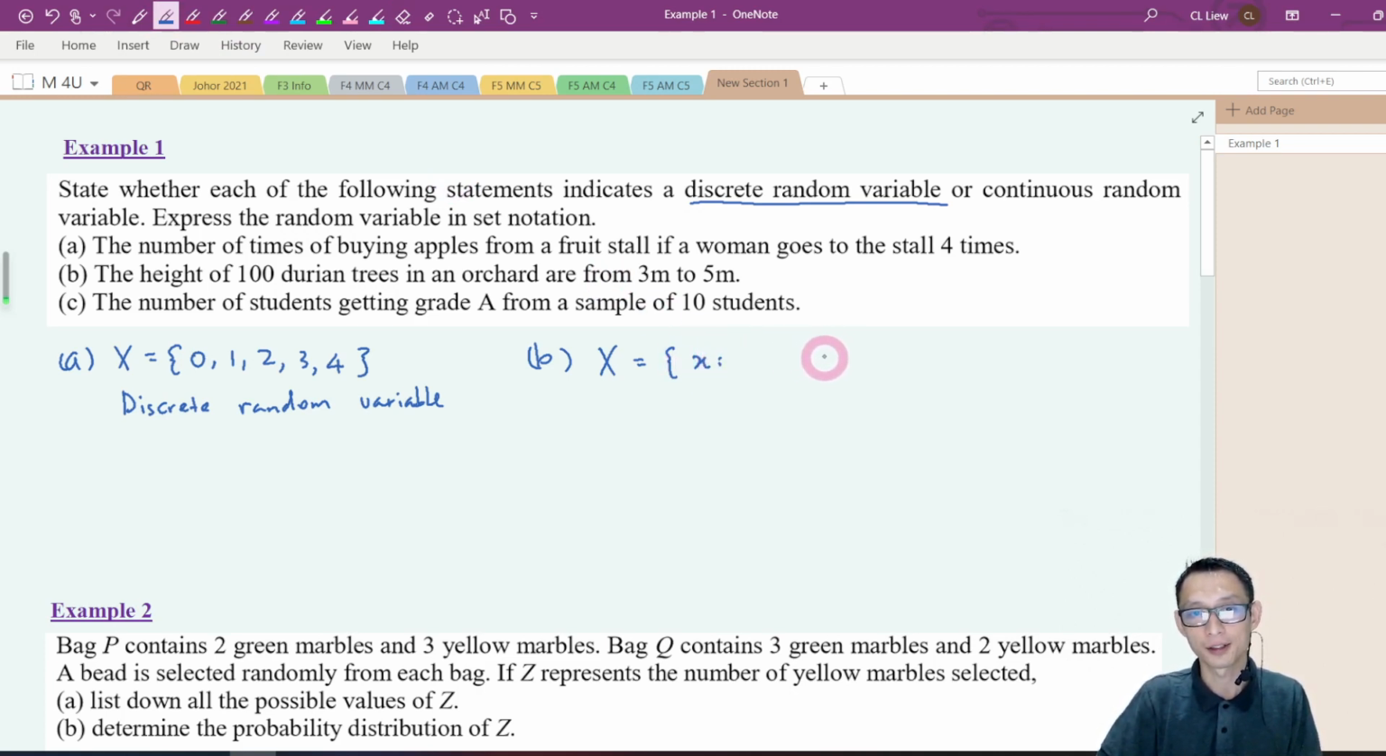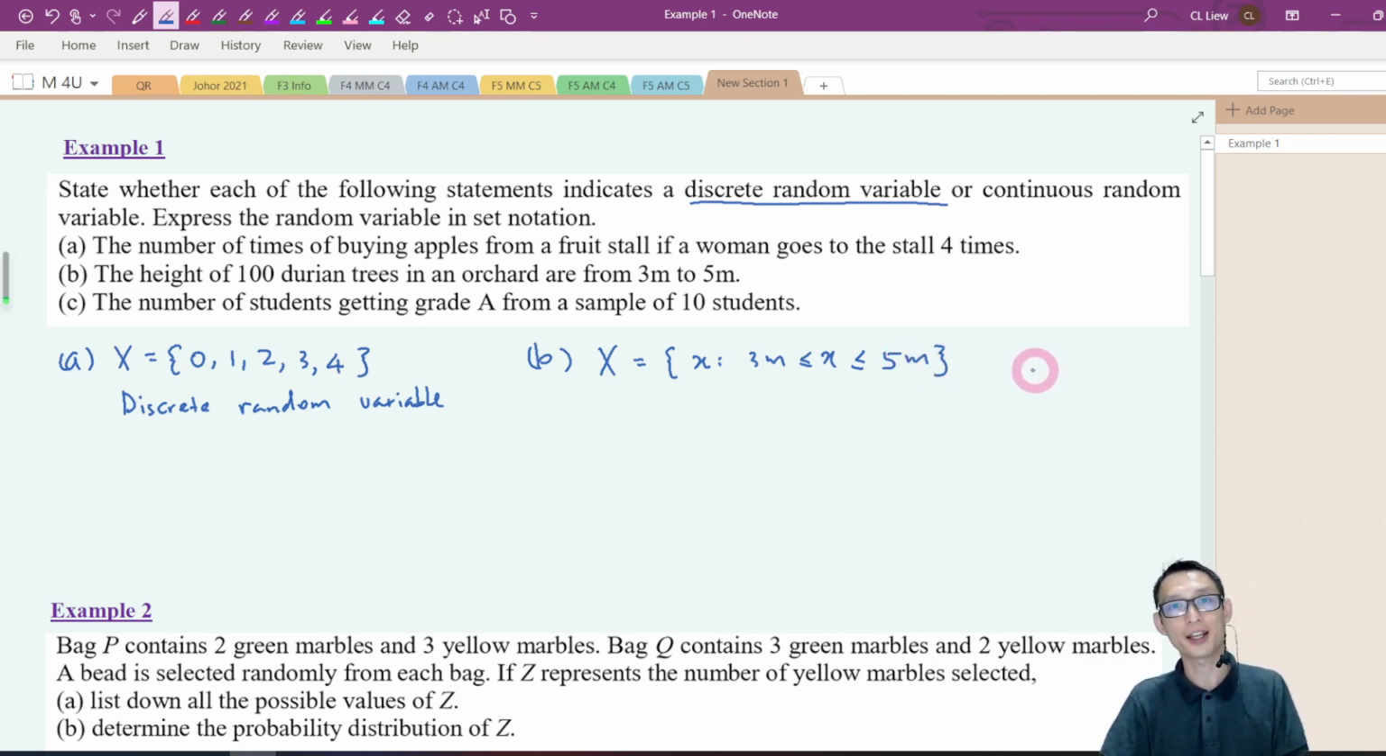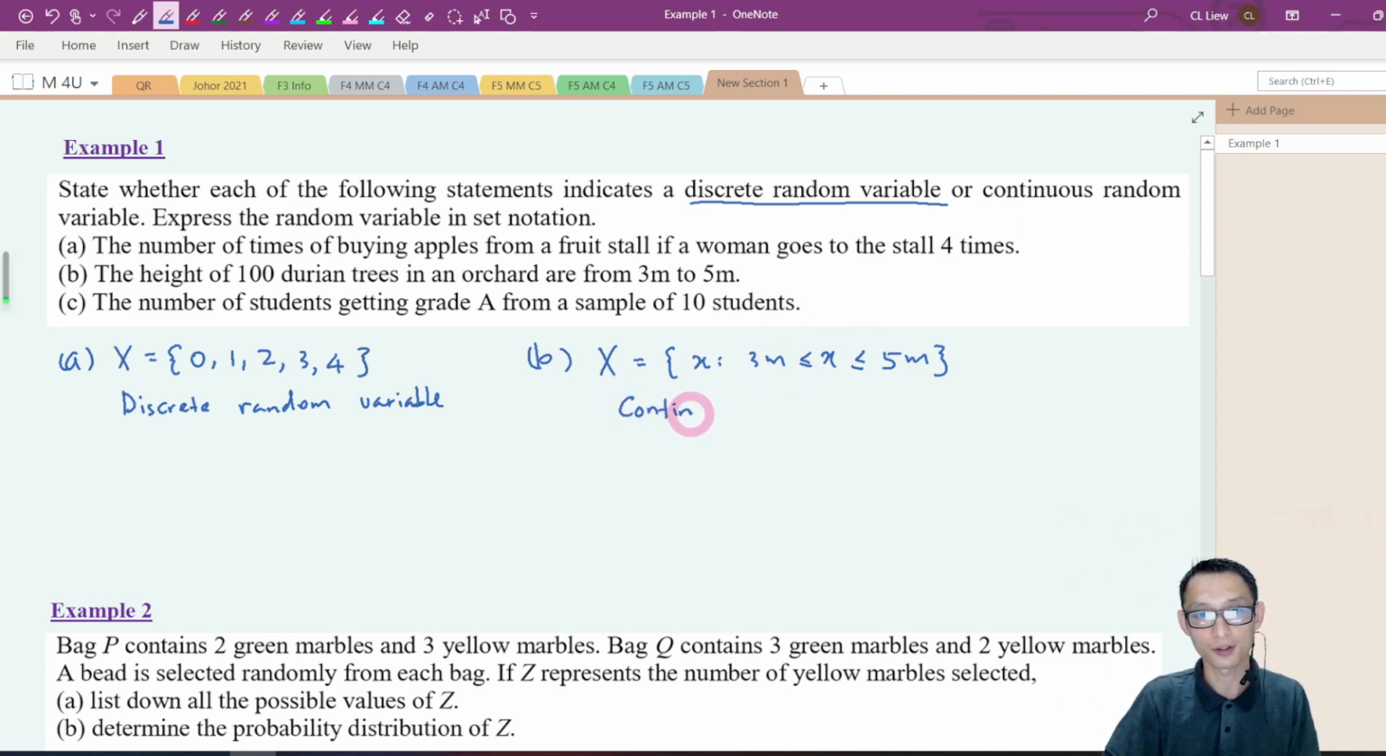X is from 3 meters to 5 meters. Okay, so this is the right way to represent this type of random variable. So we do not count it, right, but we can measure it. So this is a continuous random variable.